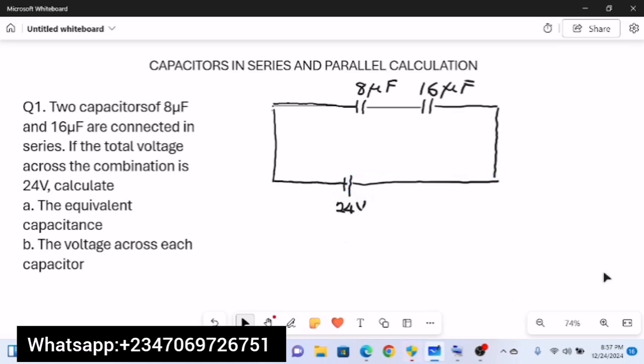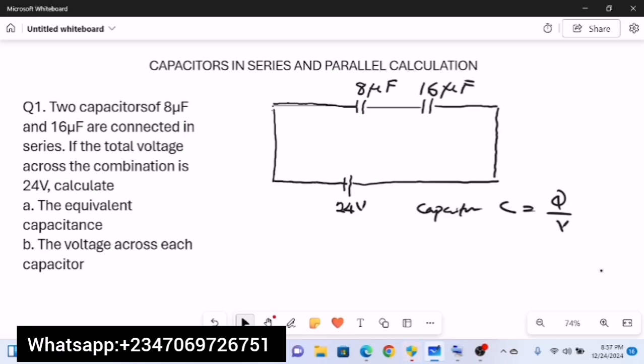First of all, before we start solving this problem, let's lay out some foundations. So the formula for capacitance can be defined simply as charge all over potential difference, which is V. That's the formula. So from this circuit diagram, we'll have two capacitors, 8 microfarad and 16 microfarad.